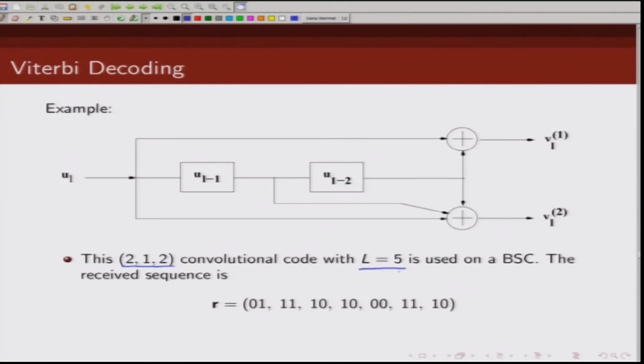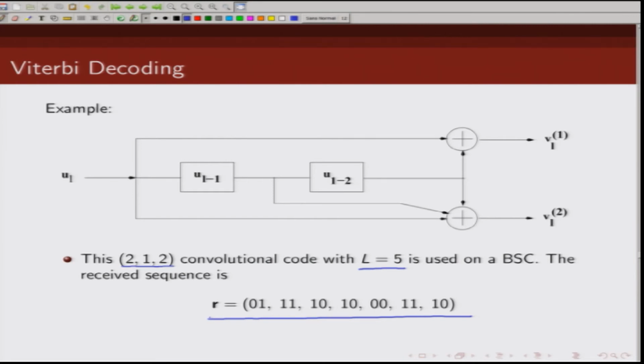So, in total we are transmitting 5 information bits plus 2 tail bits, so 7 bits, and since it is a rate 1/2 code, 7 bits will result in 14 coded bits. This is the received sequence corresponding to those 14 bits that we transmitted, received over the binary symmetric channel. The question that we have to answer is, given this received sequence, what is the transmitted code word or the transmitted information sequence?